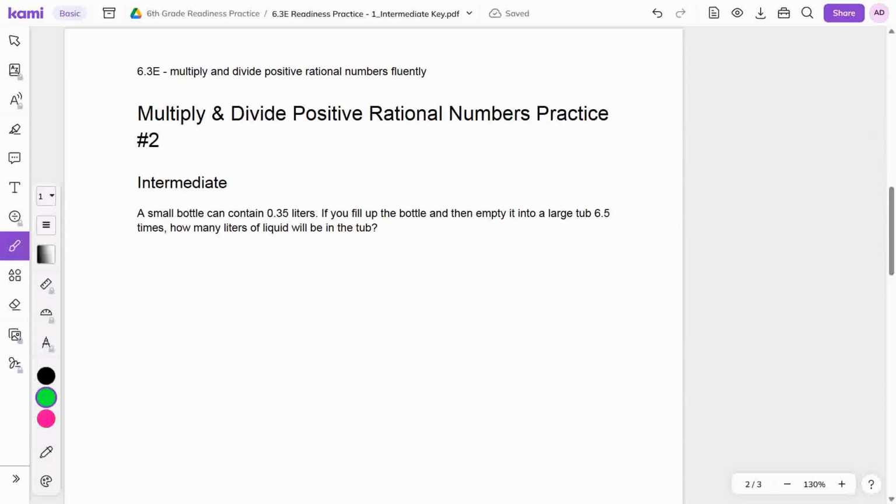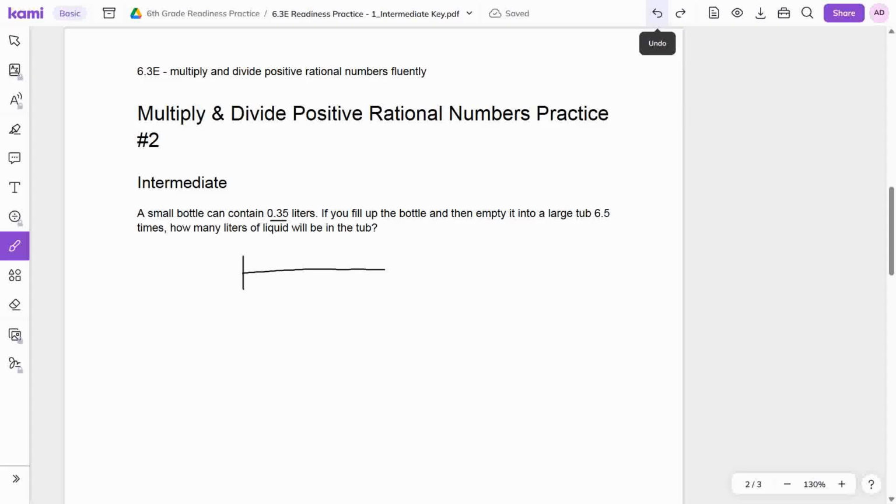Next, we have a small bottle, and it has a capacity of 35 hundredths of a liter. We want to fill it up and empty it into a large tub 6.5 times. All right, so here's one way to imagine this. So I've got my tub, and we want to do 6.5 times that.